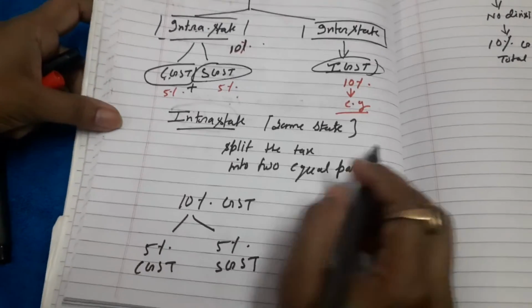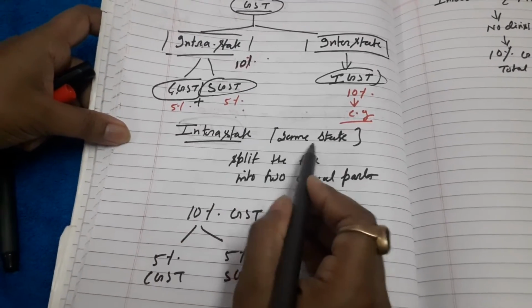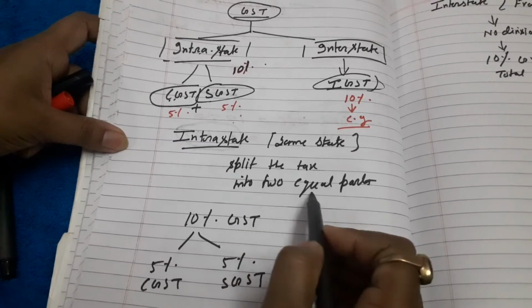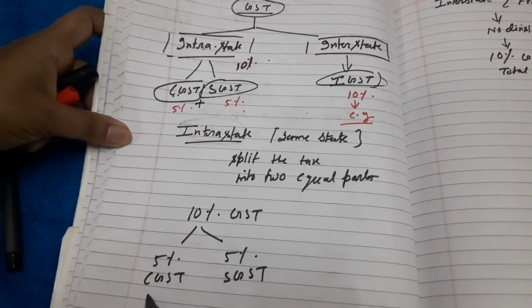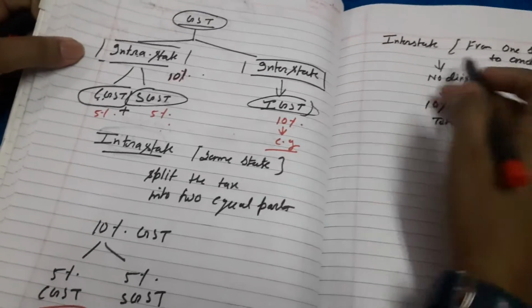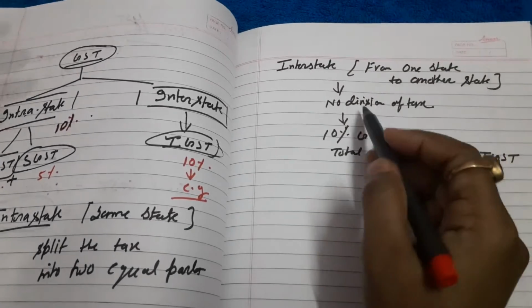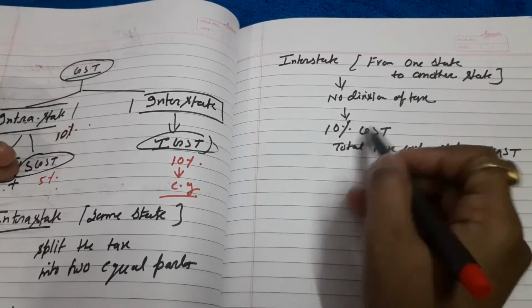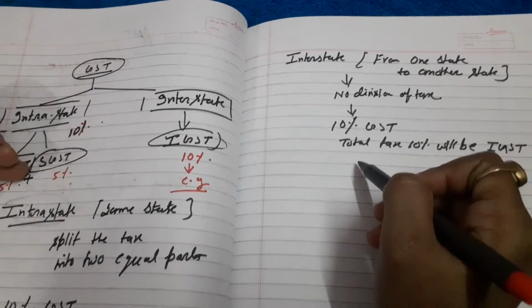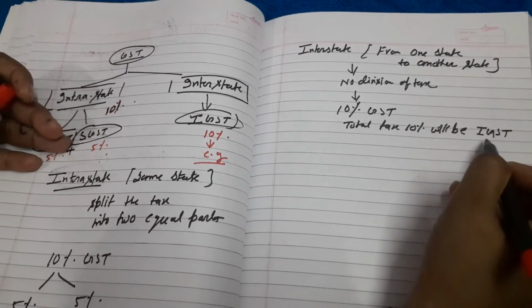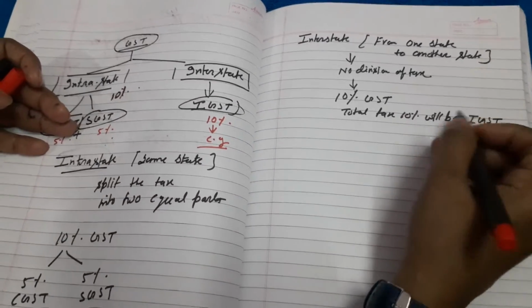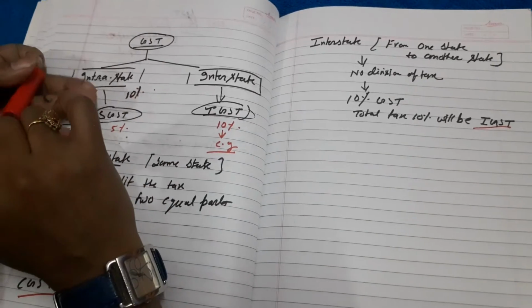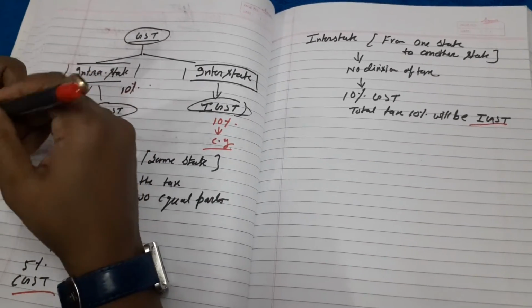Again I have written here, intrastate means same state, split the tax into two equal parts. I have explained the same thing here. And interstate, from one state to another state, there is no division of tax. 10% GST means the total tax of 10% will go as IGST to the central government. In this video I will finish the topic here only.